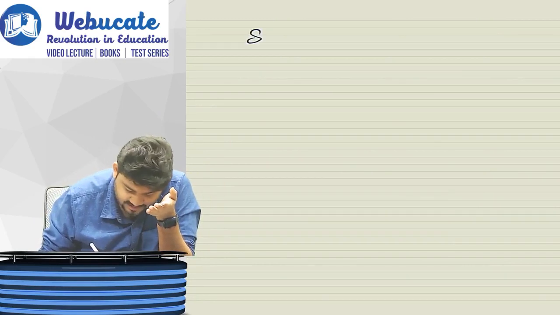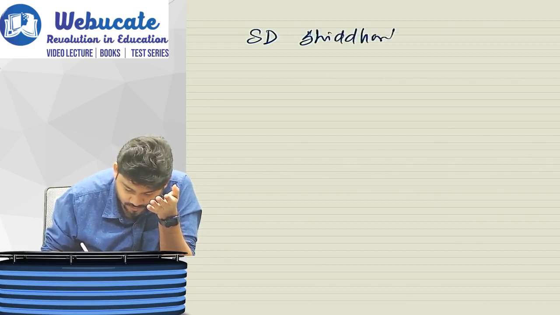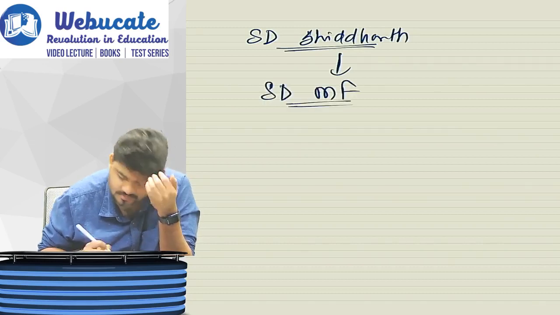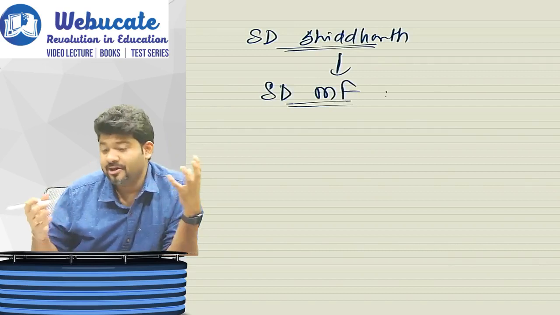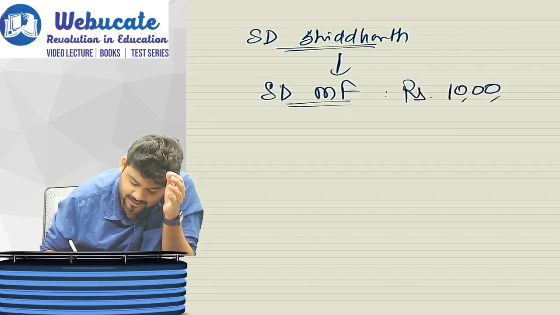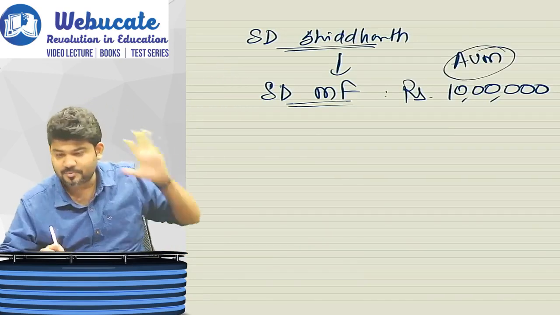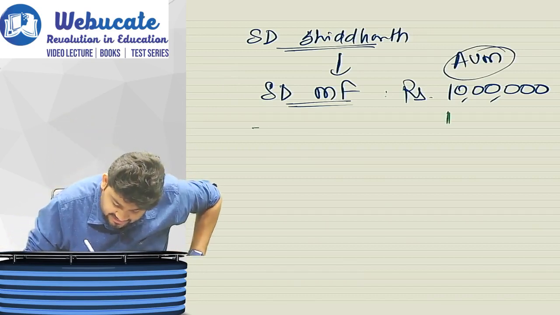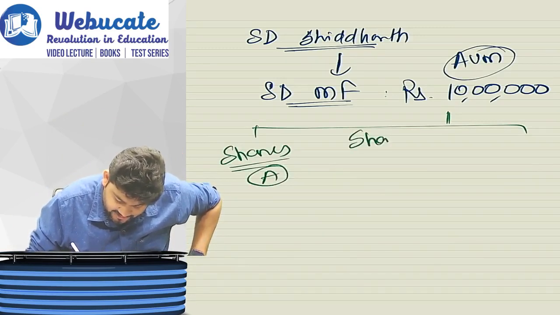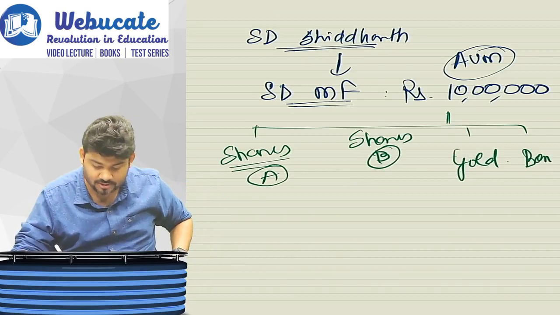Now, see what happens is this. Suppose the question has been asked by Mr. S. D. Siddharth. Mr. Siddharth, suppose you have your own fund, S. D. Mutual Fund. From the people, pooling of money happens in a mutual fund. From the people, you have taken rupees 10 lakh. So can I say your asset under management is rupees 10 lakh? This you are investing in various places. Say for example, you have invested this in shares of A, shares of B, in gold, and so on and so forth. You have invested in bonds like that.